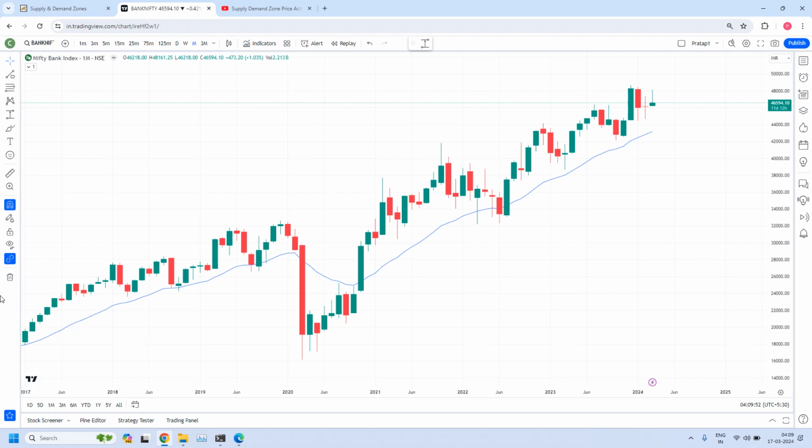In this video, let us identify support and resistance for Bank Nifty with the help of NeoStock software supply demand zone chain.